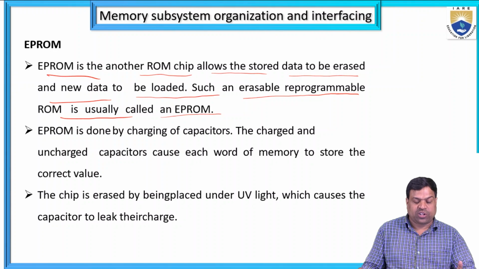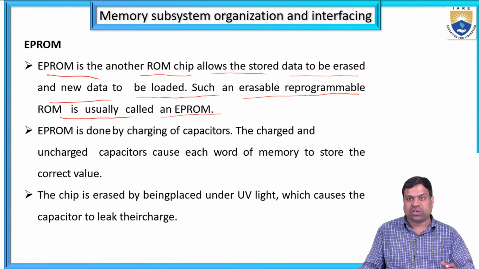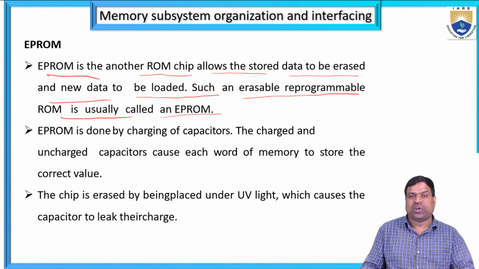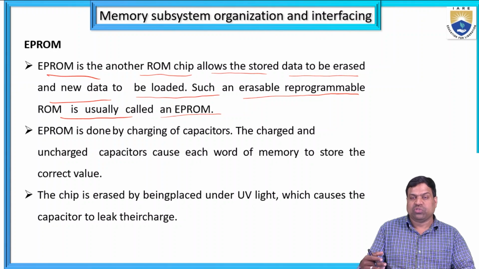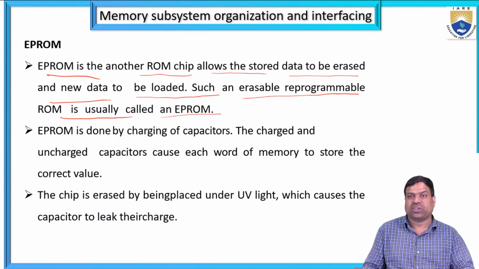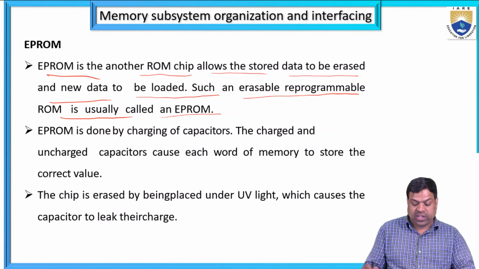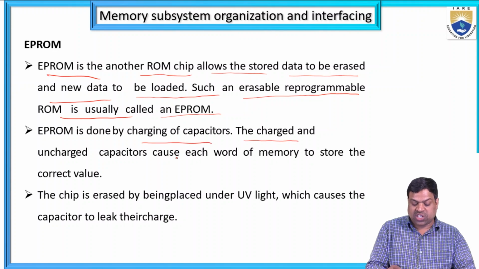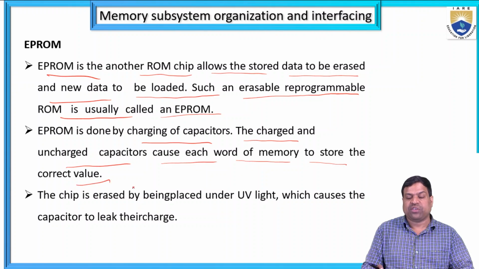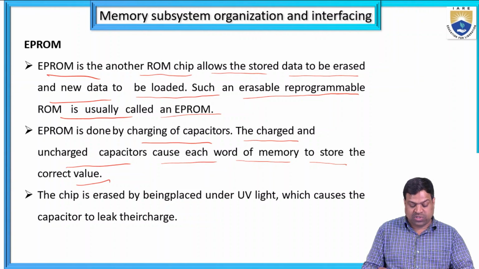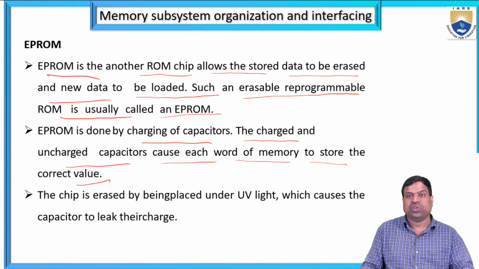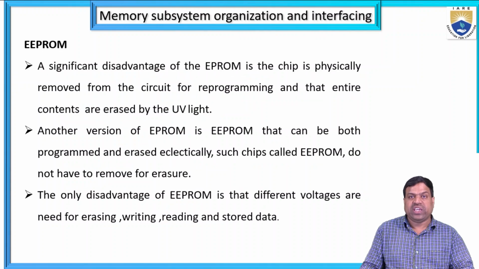So what are the advantages? It is an erasable programming memory, so I don't have to use multiple types of memory. It works by the charging of capacitors. The charged and uncharged capacitors cause each bit of memory to store the correct value. In this chip, the content is erased by placing it under UV light, which causes the capacitors to leak their charge. So another one is the EEPROM.